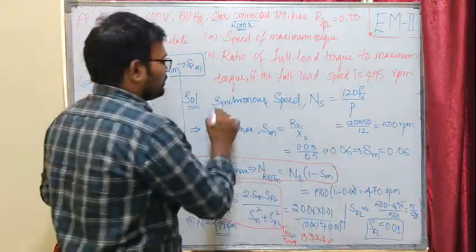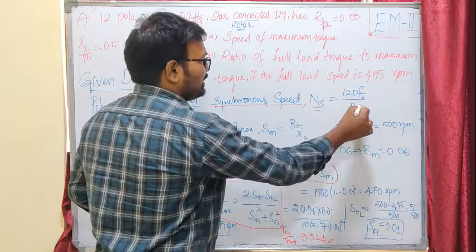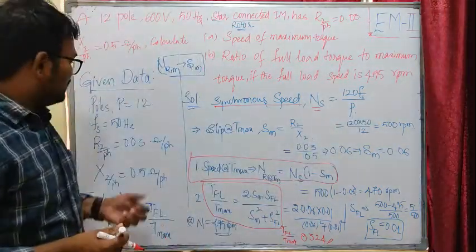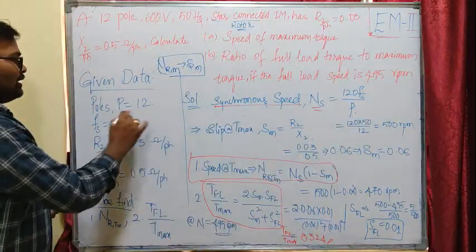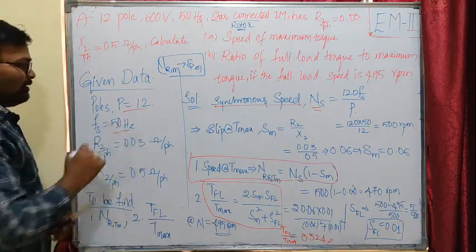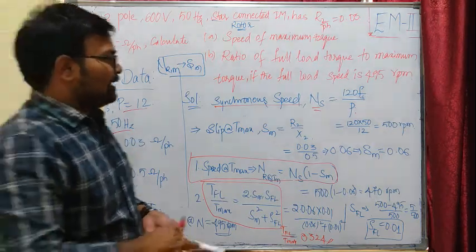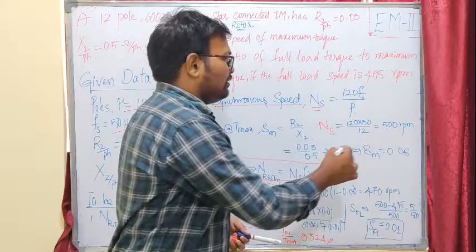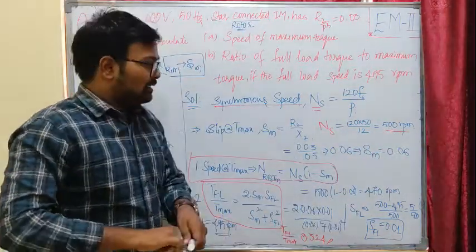So the synchronous speed can be found by Ns equal to 120 into supply frequency by number of poles. So what are the number of poles here? 12. Okay, the given data has number of poles 12 and supply frequency 50 Hz. By using this data I can calculate my synchronous speed Ns equal to 500 rpm. Our synchronous speed is 500 rpm.